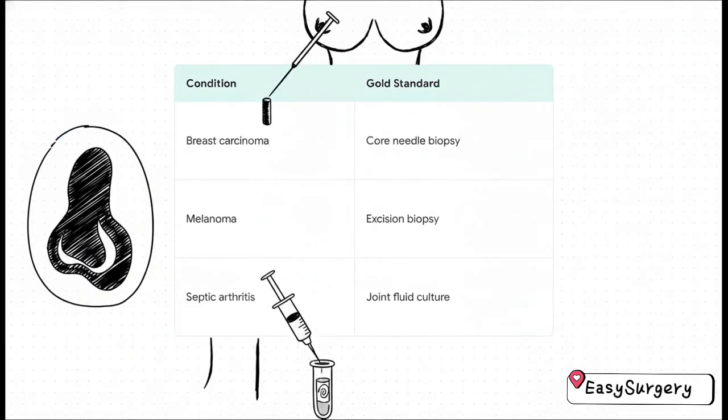When it comes down to tissue and joint fluid diagnosis, grabbing the exact right sample is critical. The gold standard for breast carcinoma is a core needle biopsy. But listen, remember that melanoma specifically demands an excision biopsy. You want to take the whole entire lesion out with clear margins, not just poke at it. Finally, while you definitely aspirate a joint initially for septic arthritis, the fundamental gold standard for locking in that diagnosis is the actual joint fluid culture.